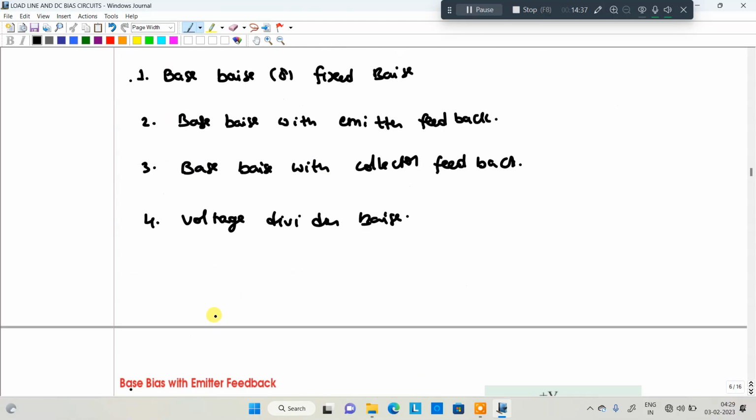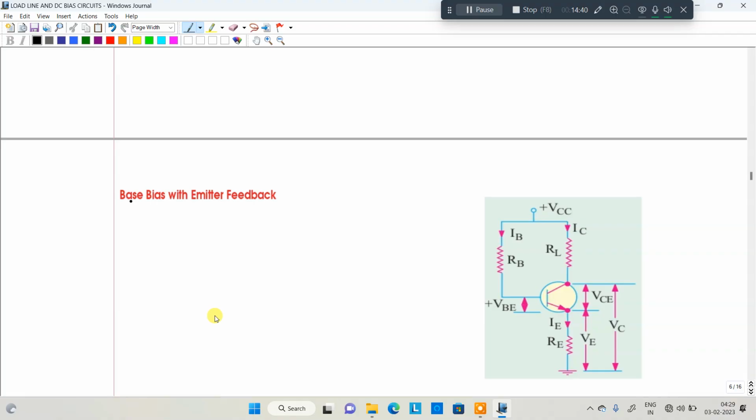Then we move to the emitter bias, base bias with emitter feedback. This is base bias with emitter feedback, with just one modification here: the emitter resistance RE is connected in the emitter circuit. Here base bias is provided, along with RE in the emitter circuit. In that case, first we discuss the saturated collector current IC sat. When IC is saturated, VCE is equal to 0. In that case, I am going to calculate IC sat.